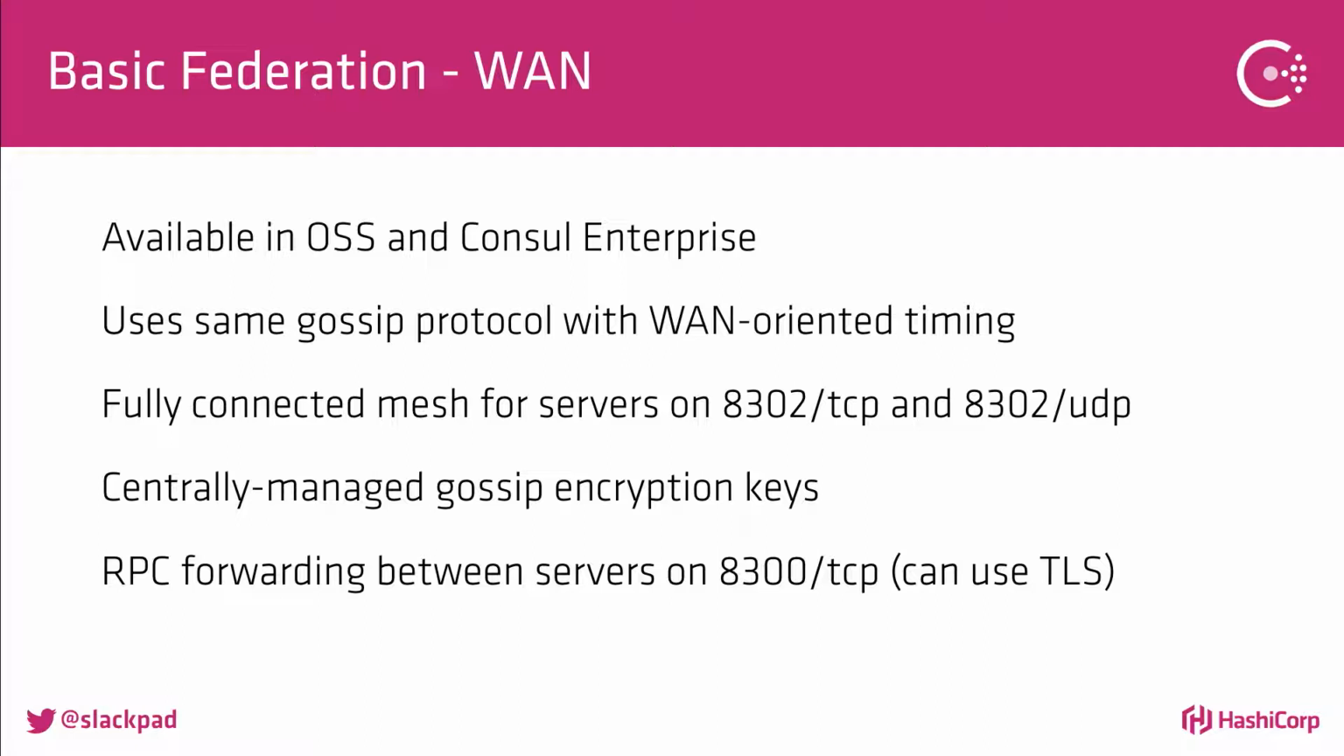It has WAN-oriented timing, so it's not trying to quickly detect nodes failing on a 10 gigabit network. It's trying to deal with something that might be hundreds of milliseconds away. And it's just among the servers. So remember we said the clients actually don't interact with each other when you federate, it's just the servers. So for the WAN functionality, you make a fully connected mesh of all your servers. It's a different port number because it's a different instance. You have to manage the gossip keys the same way, and it'll do RPC forwarding to service those requests.